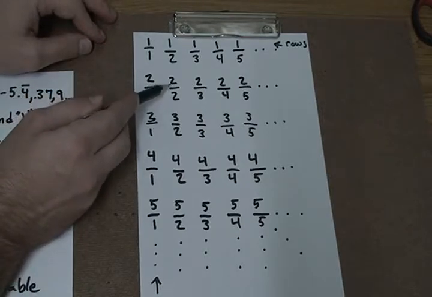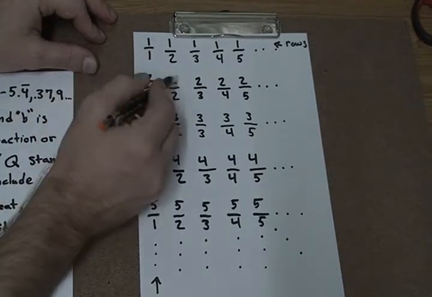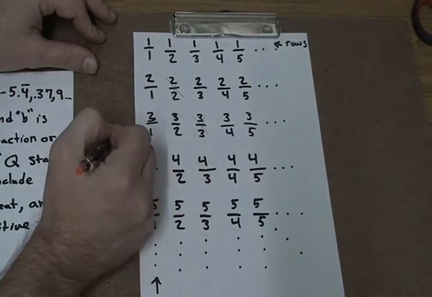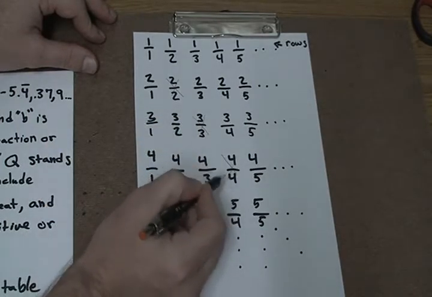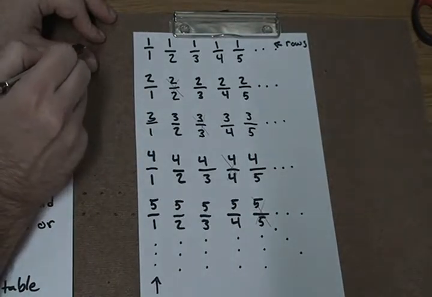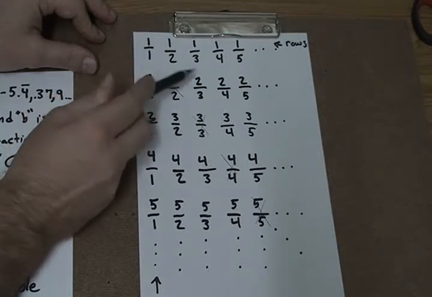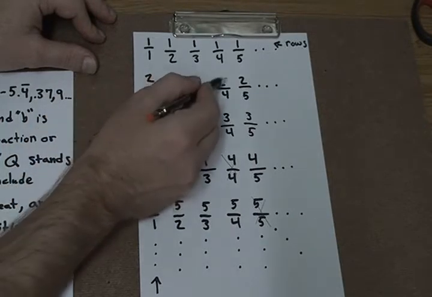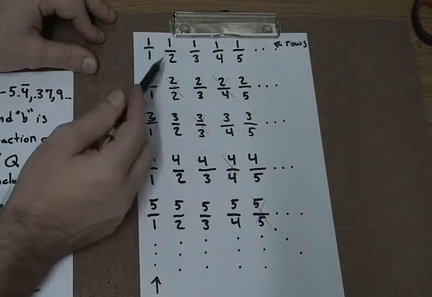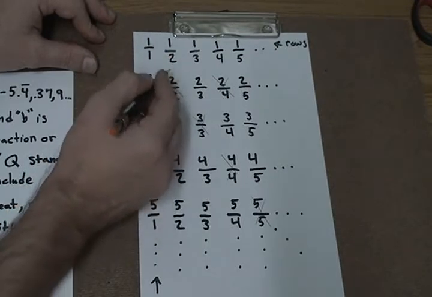We have a repeat here of 2 over 2, which is the same thing as 1. Cross that one out. 3 over 3 is a repeat. We cross that one out. 4 over 4, a repeat. All these are 1, which is already taken. 1/2 is the same thing as 2 over 4. We cross that out. And what we would do to count these is we would cross out all the repeats and then count in a zigzag motion.